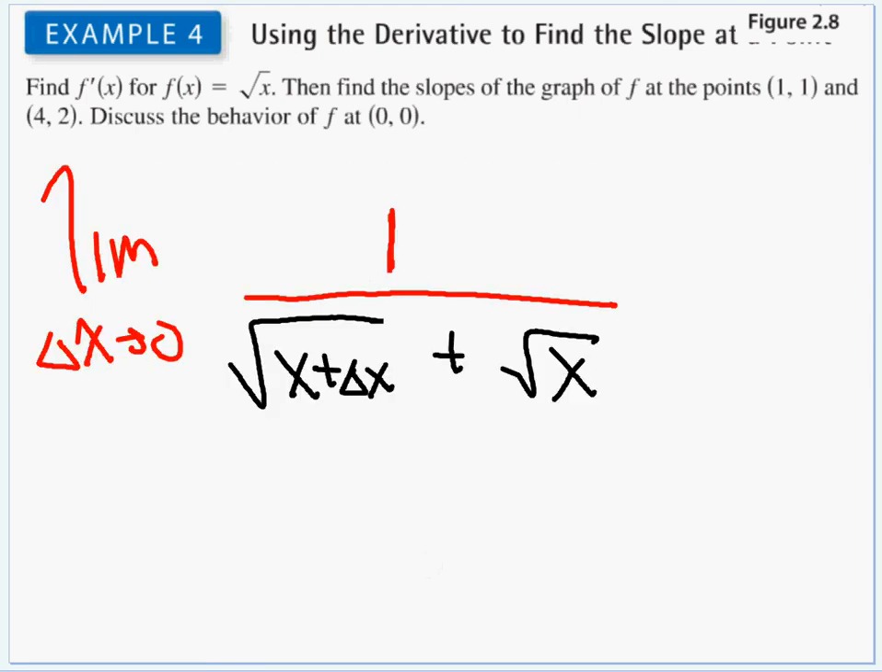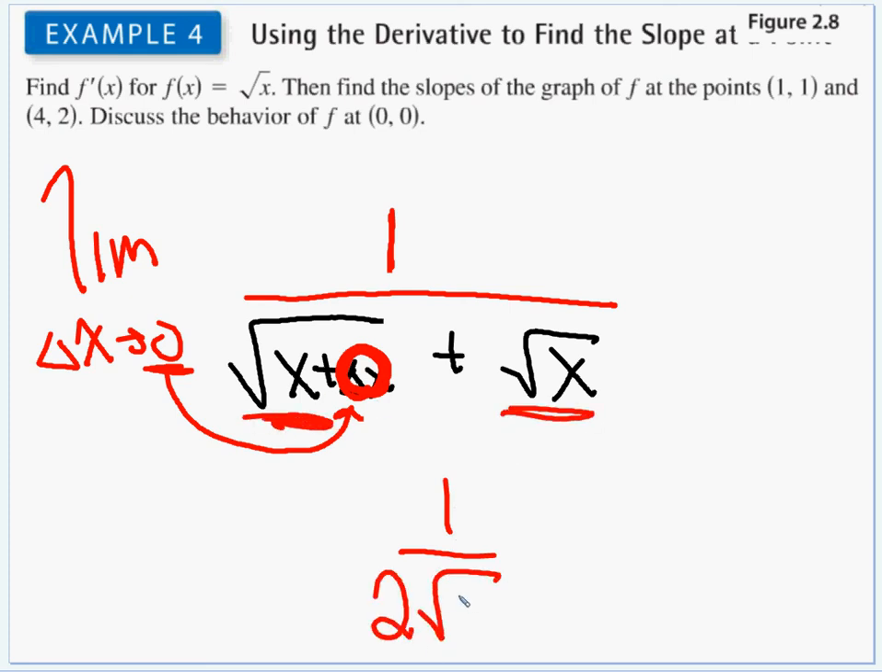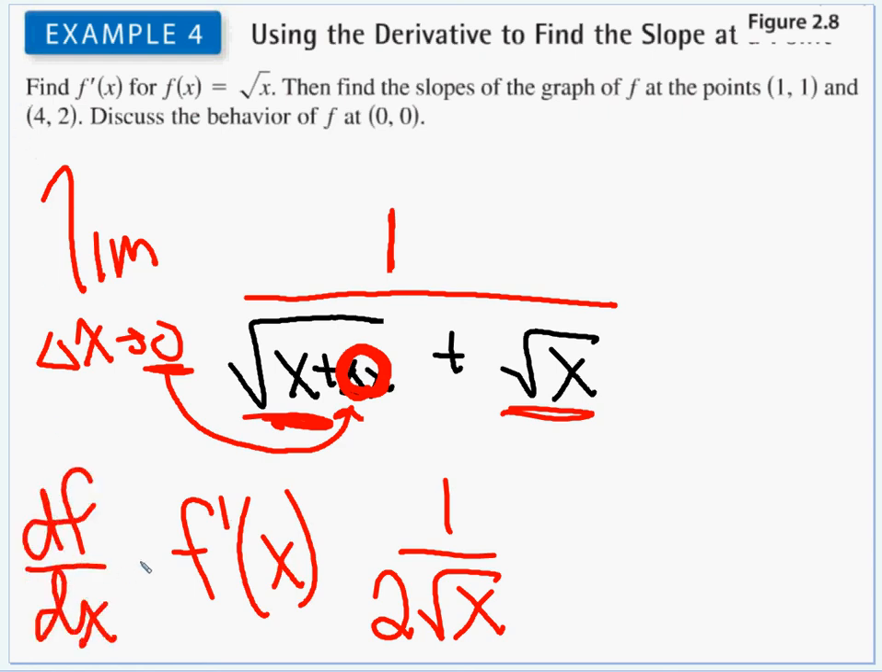So we let delta x go to 0. So a 0 jumps in for this delta x. That just turns into a 0. And we have 1 over a root of x plus another root of x, or 2 roots of x. That is our derivative, f prime. Or since that was f of x, we could write df dx, I guess.